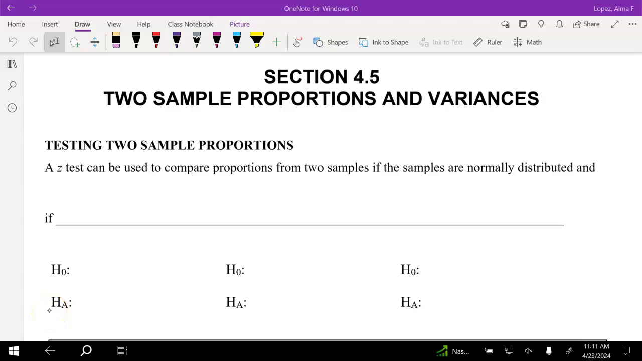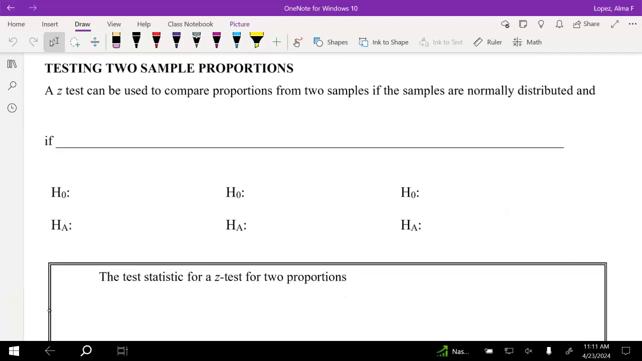In this video, we're going to first look at two sample proportions. In testing a two sample proportion, the hypothesis part of it anyway is very similar to the two sample mean test that we looked at last time. You do want to use a z-test if they are considered independent.